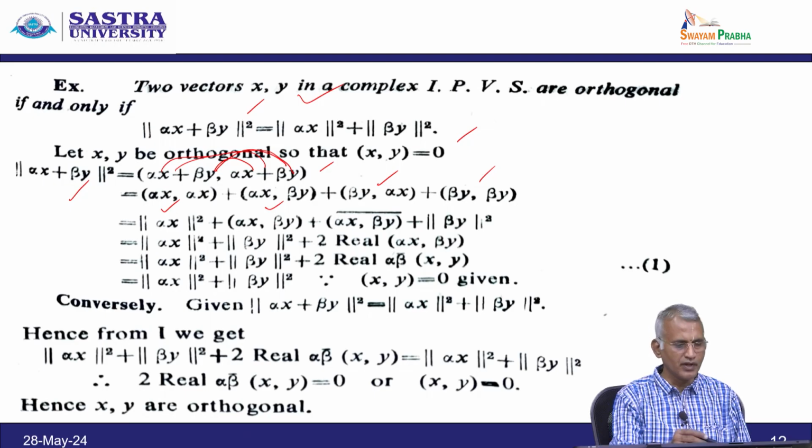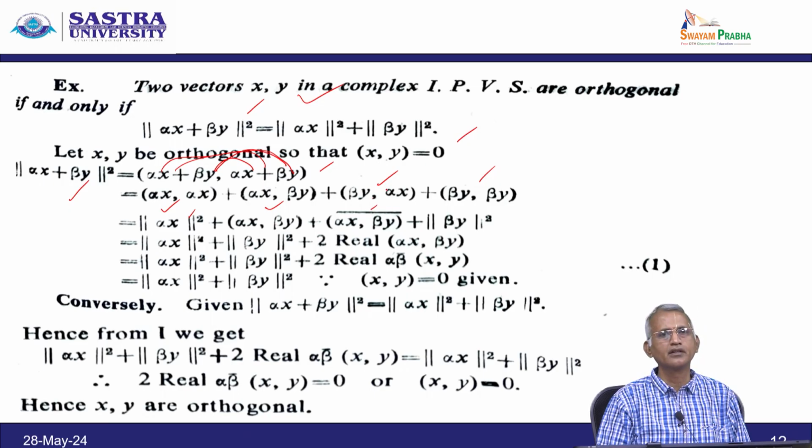Now, from the first one, both having alpha, take it outside, therefore norm alpha x square. For the second one, these two scalars are not equal, therefore keep it as it is. And the third one, compare with the second, they are conjugates of one another, therefore inner product of alpha x comma beta y whole conjugate, you take it.